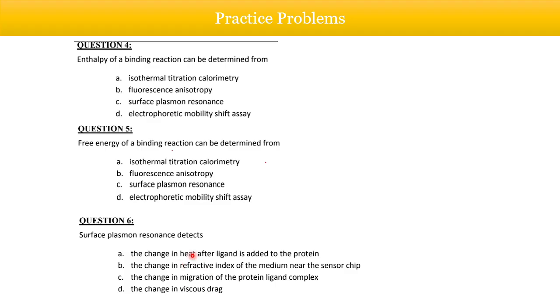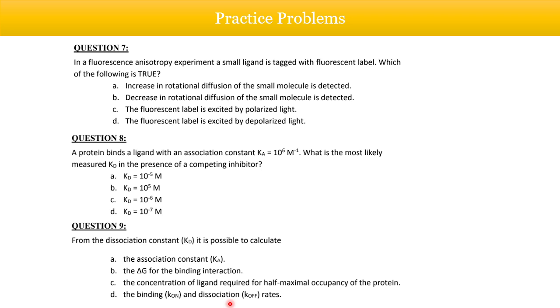The change in heat after ligand is added, that is done by ITC. The change in migration of the protein-ligand complex, that is also not true. Sometimes it happens in EMSA, or if it's about the movement, something like that, then fluorescence anisotropy. You calculate basically the refractive index change of the medium near the sensor chip. So option B is correct over here for question number 6.